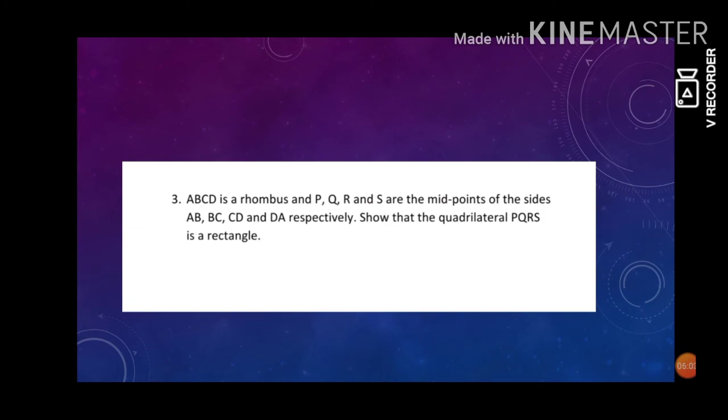ABCD is a rhombus and P, Q, R, S are the midpoints of the sides AB, BC, CD and DA respectively. We have to show that PQRS is a rectangle. So from a rhombus, using its midpoints, we have to show it is a rectangle.